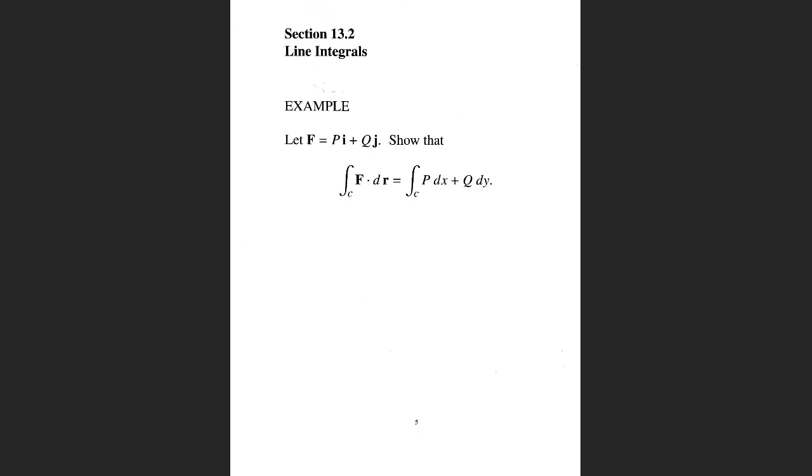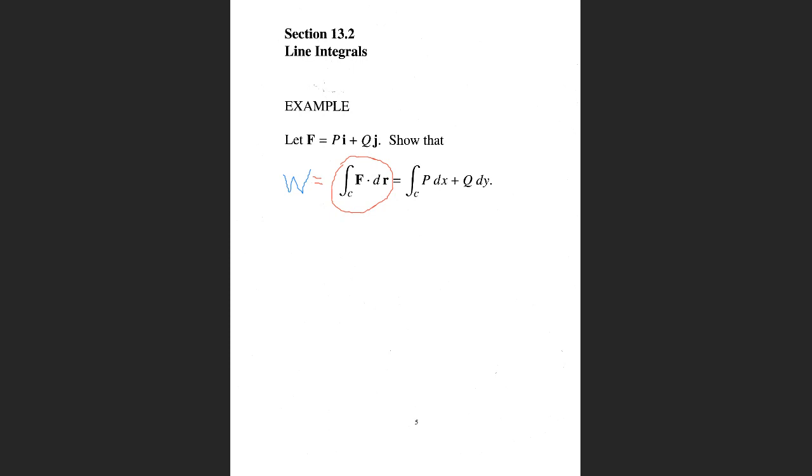All right, let's look at something else. So this integral here, the integral of F dot dr over a curve C, what does that stand for again? When we compute that integral, we're finding, as you recall, the work. Well, it turns out the work really can be thought of as the sum of two line integrals.